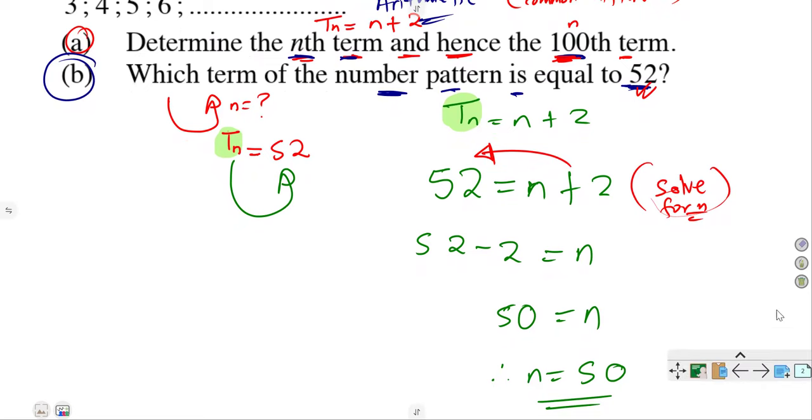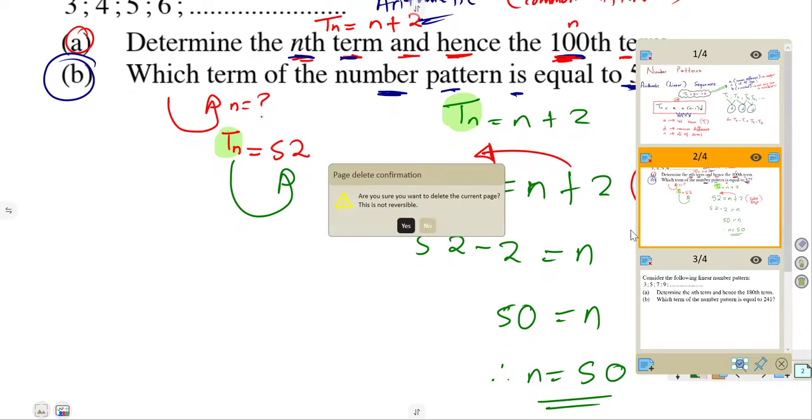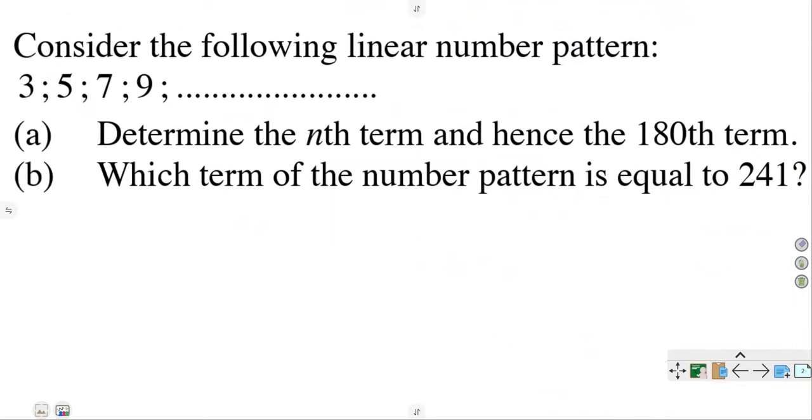All right. So we want to consider another part of the questions that I'm having so that we see how we can attempt our typical questions. So there we are given another part. As you can see, it's just one and the same. Consider the following linear number pattern. Like I said, as long as it is a linear number pattern, now it is in your hands.